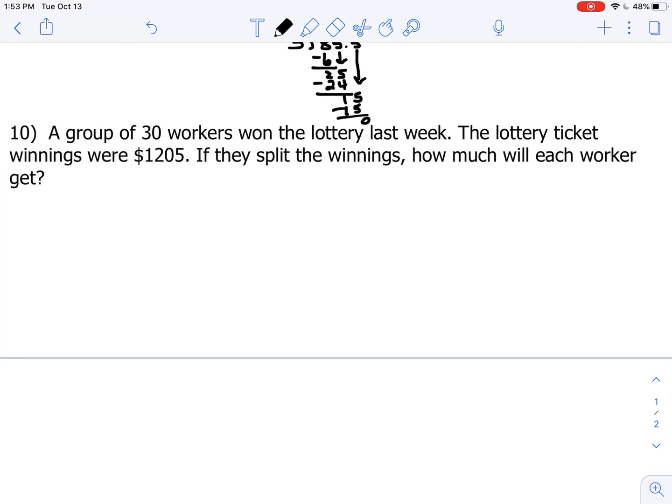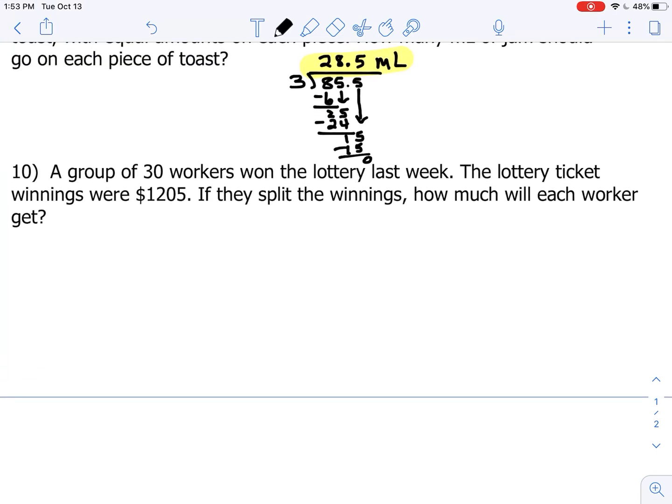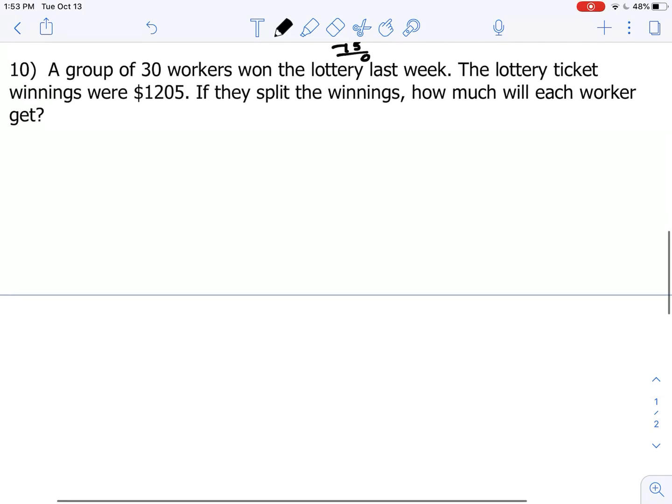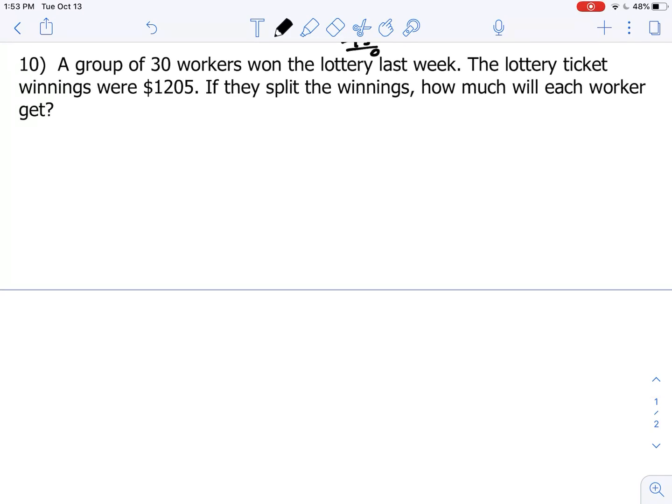All right, question number 10. A group of 30 workers won the lottery last week. The lottery ticket winnings were $1,205. If they split the winnings, how much will each worker get? So we're going to take their winnings and split it amongst the 30 workers.